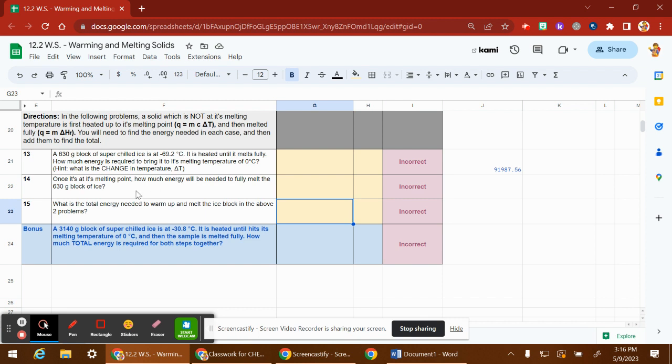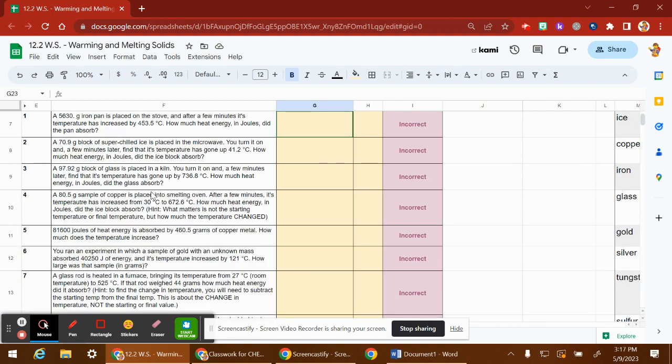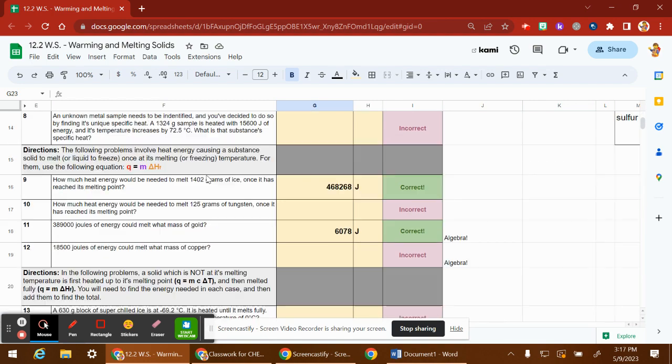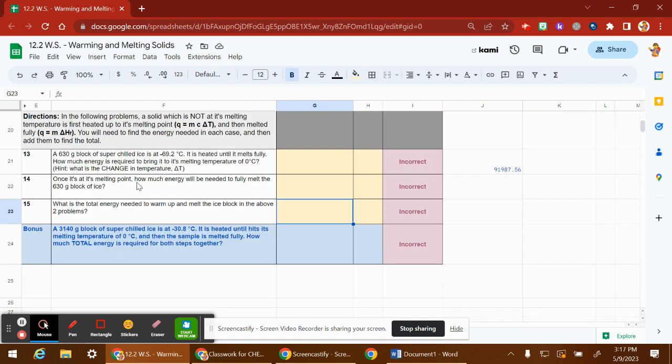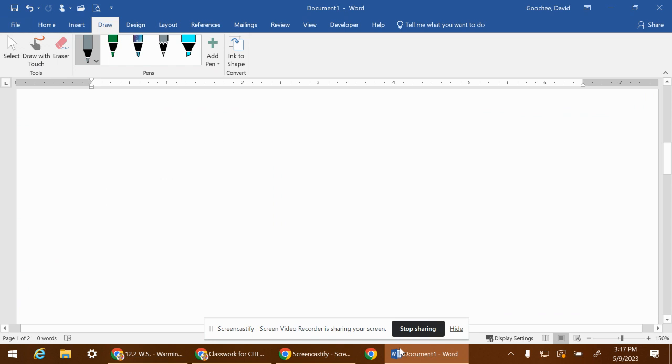The next thing is once you have ice at 0 degrees Celsius, how much energy are you going to need to fully melt it? So problem number 13 is like problems 1 through 8, Q equals MC delta T. Whereas problem number 14 is like problems 9 through 12, where you use Q equals M and the heat change of a phase. All right, so let's set this up. I will do 13 first.